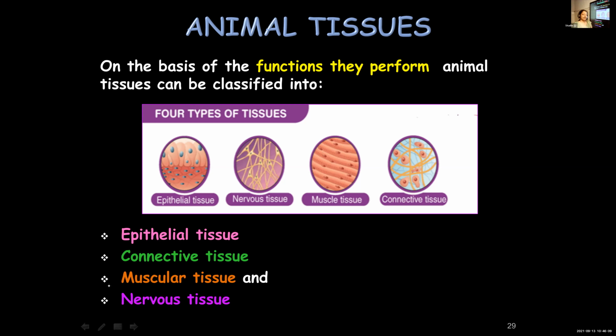And how are they classified? What is the criterion for classifying? The functions they perform. Depending upon the functions they perform, animal tissues are classified into 4 types.